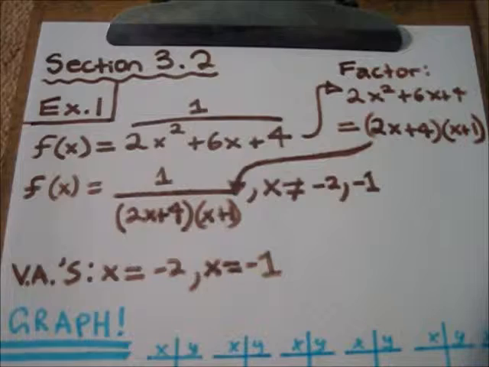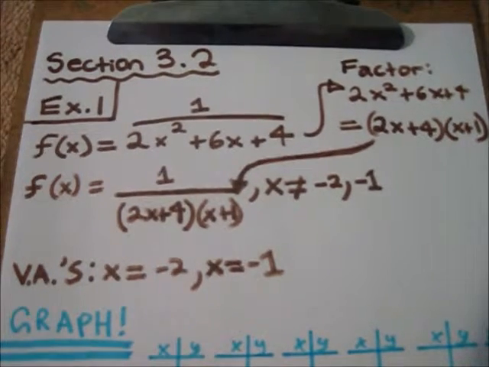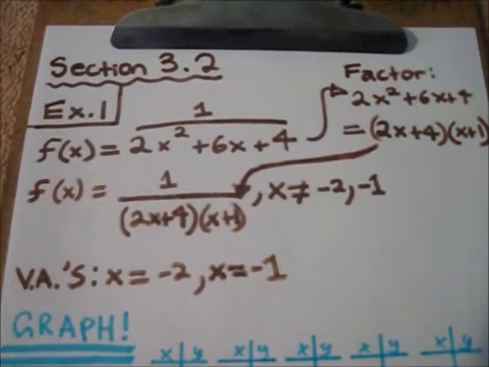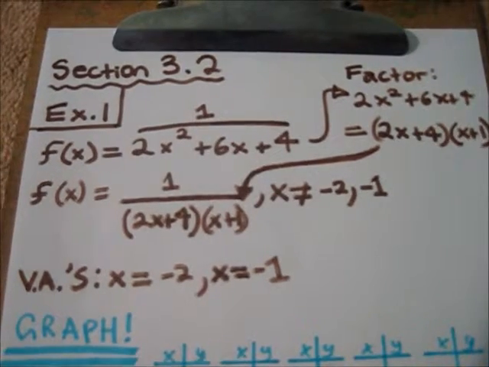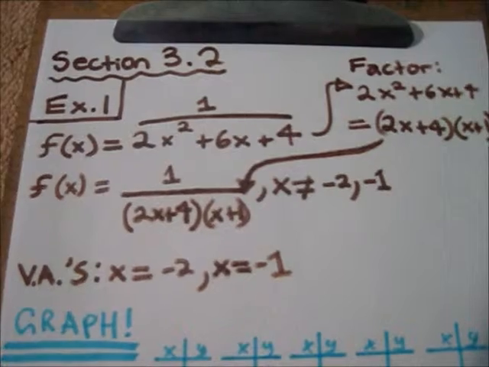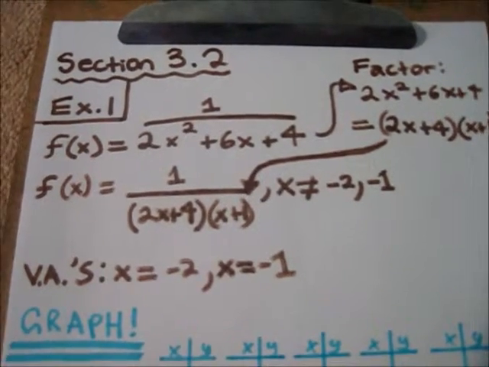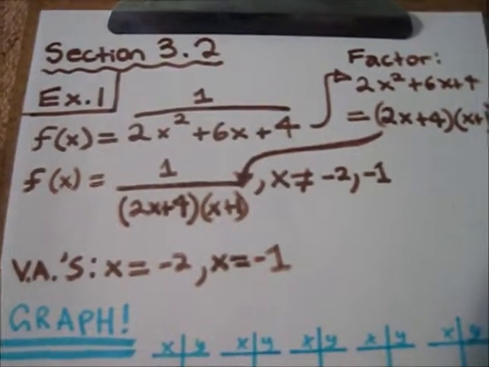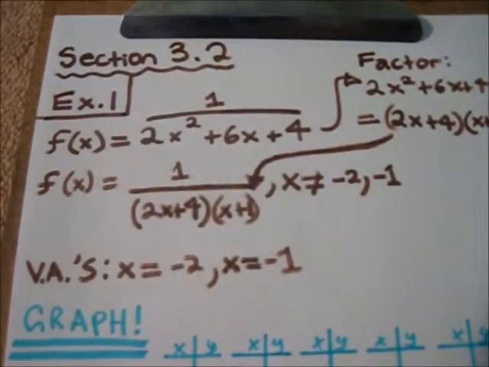So basically, section 3.2 is called the reciprocal of a quadratic function. When I'm talking about the reciprocal of a quadratic function, I just mean when one is in the numerator and a quadratic function is in the denominator, as you can see. In my example, I have 1 over 2x squared plus 6x plus 4.